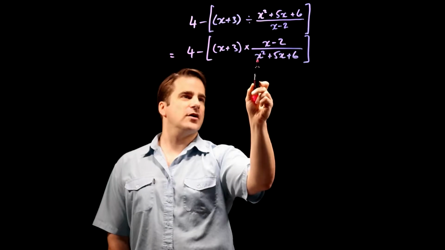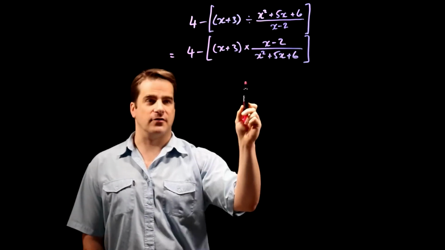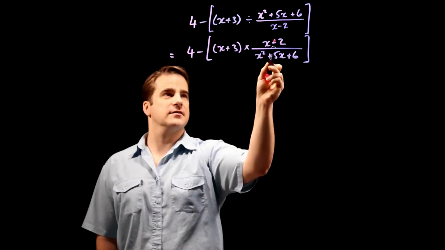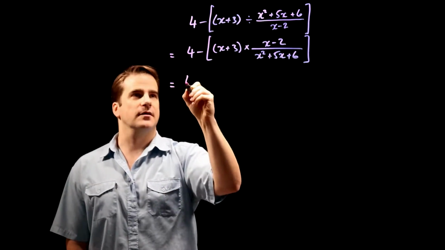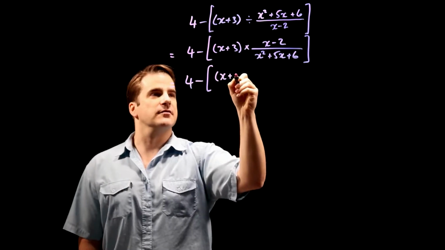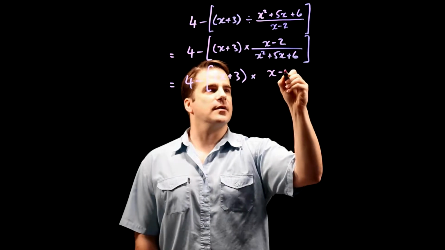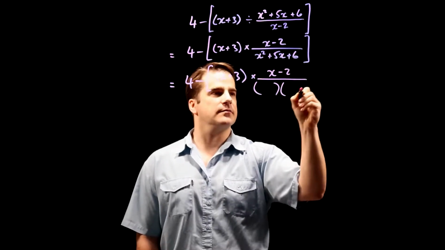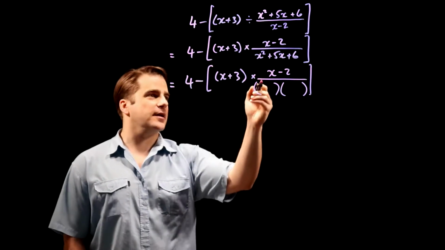Okay, so we've got x squared plus 5x plus 6. Let's factorize it. And I bet you that one of the factors of that will be that or that. Okay, so it's equal to 4 minus x plus 3 times x minus 2 all over. Right, we're going to factorize that. So what do we get?